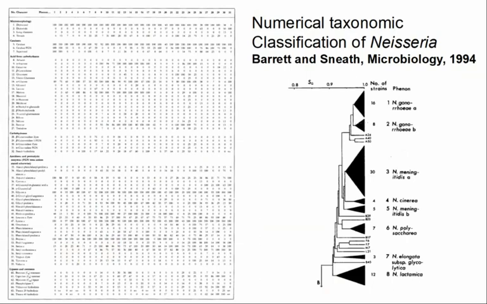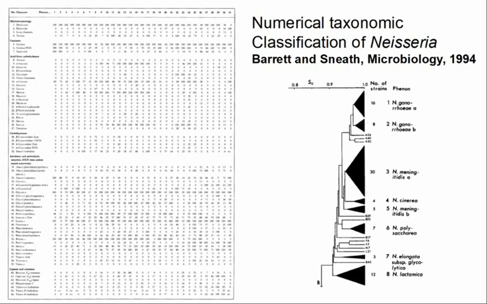Here is the data, and here is the phylogenetic tree that came out of a publication from 1994 where the microbiologists were trying to classify different types of Neisseria. Neisseria are gram-negative cocci. They include Neisseria gonorrhoeae and Neisseria meningitidis, important pathogens, and a whole bunch of other Neisseria which are harmless. Now the problem with this phenotypic approach is that if you want to classify 100 strains of bacteria, you need to measure a lot of phenotypic characters.